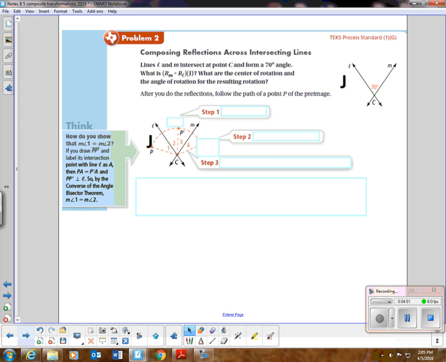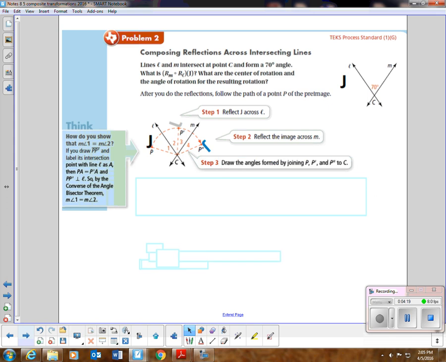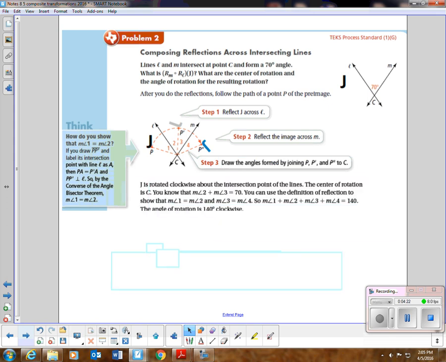All right, this next one, again, we're doing a reflection across 2 intersecting lines. So we first start off by reflecting across line J, or I'm sorry, across line L. J goes reflect across L. Then our second step is, again, we reflect across the next line, which gets us this one. And so then at our end, we draw our angles, and so we end up with a 2 times the measure of the angle.